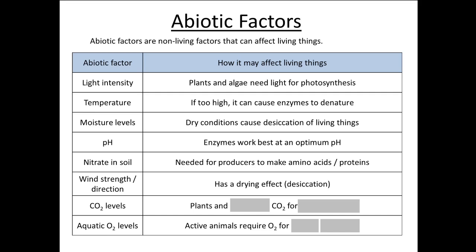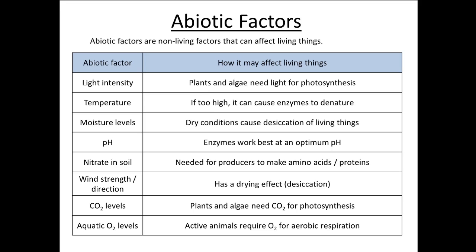CO2 levels: plants and algae need CO2 for photosynthesis. If a question is talking about CO2, the answer is going to be related to photosynthesis. And then aquatic oxygen levels: active animals require oxygen for respiration. But if you want to get another mark, talk about aerobic respiration.